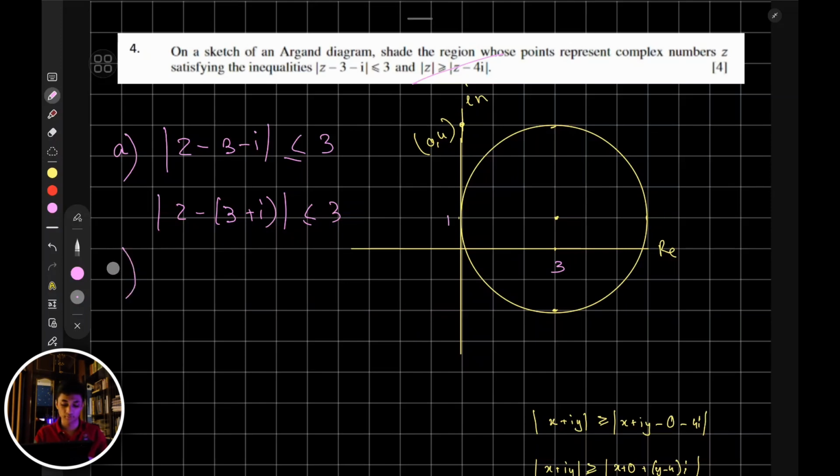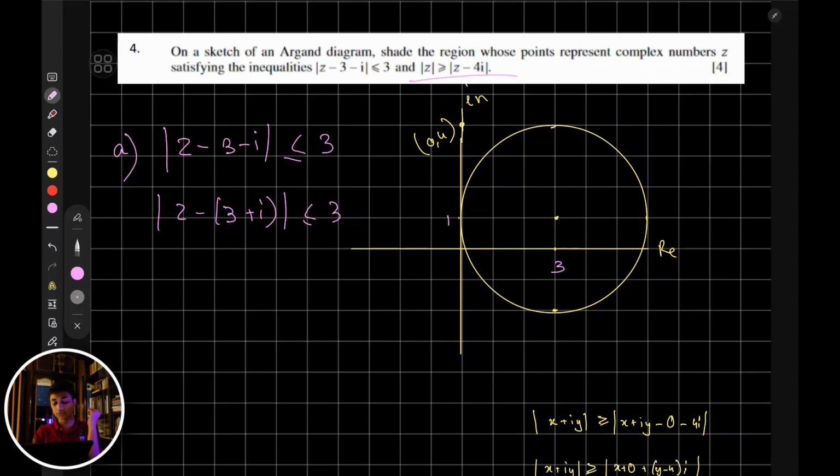Part B, sorry, not part B, the second inequality. The second inequality is telling you that the modulus of z, or the distance between the origin and z, is always going to be greater than or equal to the distance between z, which is any point inside this circle, and 4i. Which point is 4i? On the y-axis it is going to be 4 and on the x-axis 0. Okay, this is 4i.